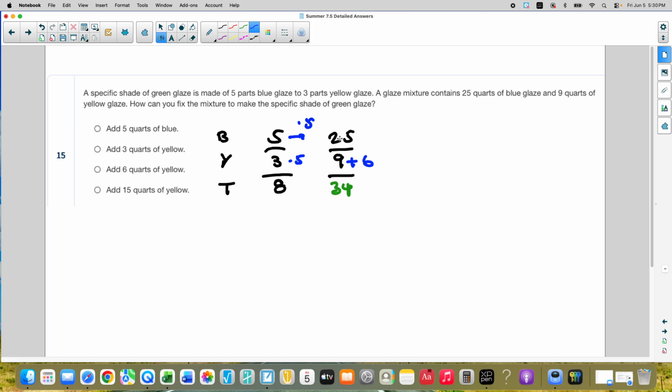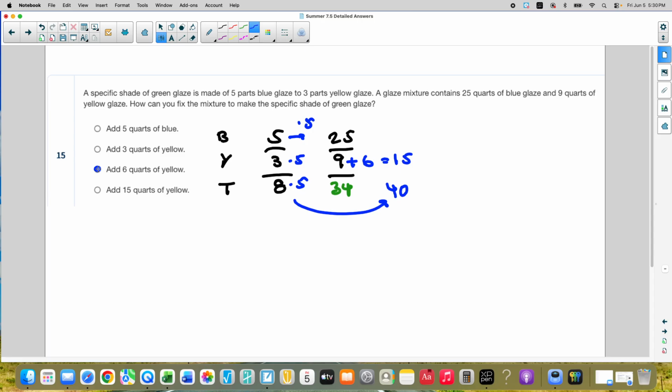And if we do that, that gives us 15 yellow, which gives us a total of 40 quarts. And if we multiply 8 by 5, do we get 40? Yes, we do. So that actually worked. So we would need to add 6 quarts of yellow. That's good. I like that.